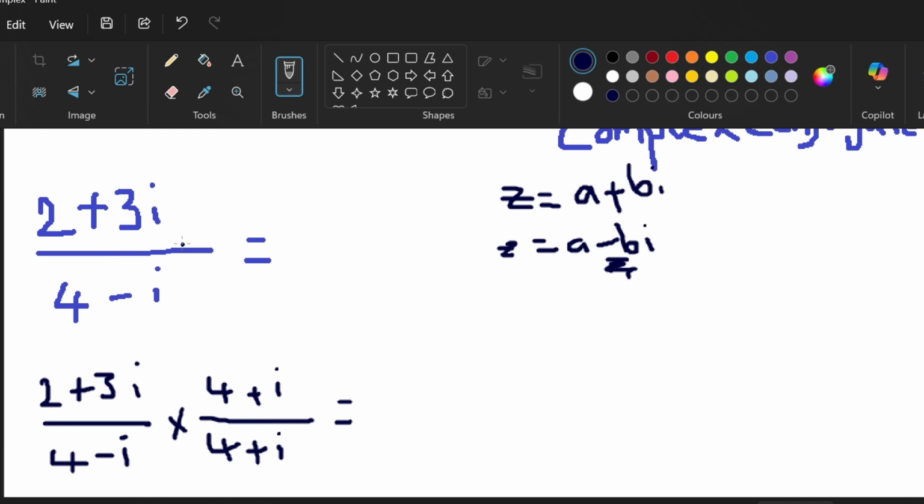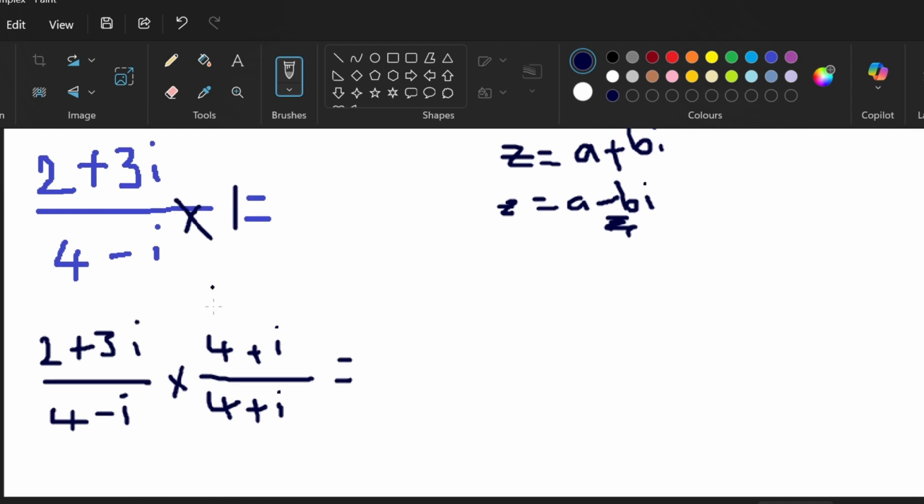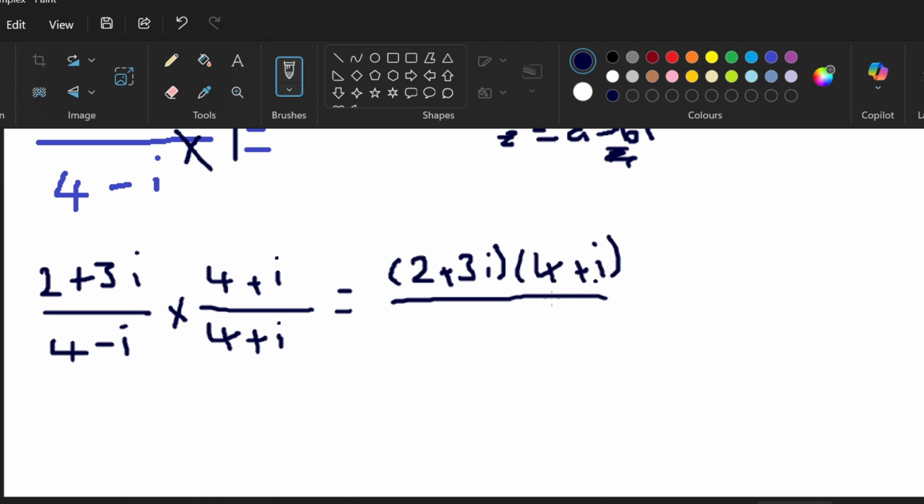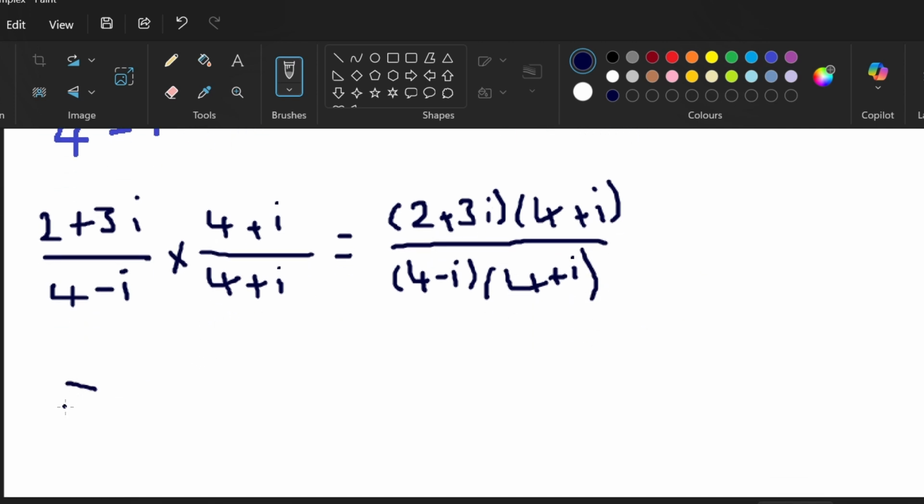So this is basically the same thing as multiplying this whole expression by 1, because I have 4 plus i on top and 4 plus i on bottom. Now my rules for fractions show me that this multiplication is just going to be the top parts times the top parts and the bottom parts times the bottom parts. So I'm going to get 2 plus 3i times 4 plus i, divided by 4 minus i times 4 plus i.